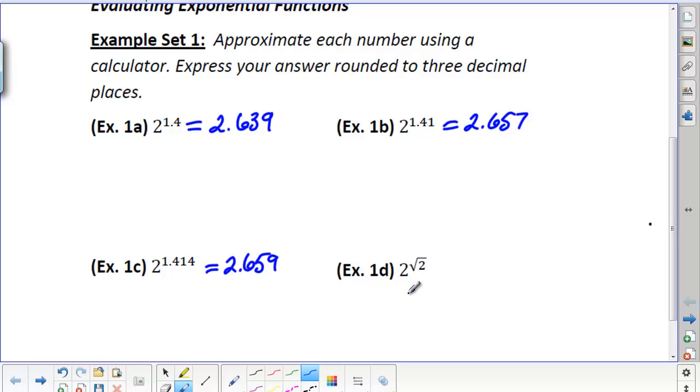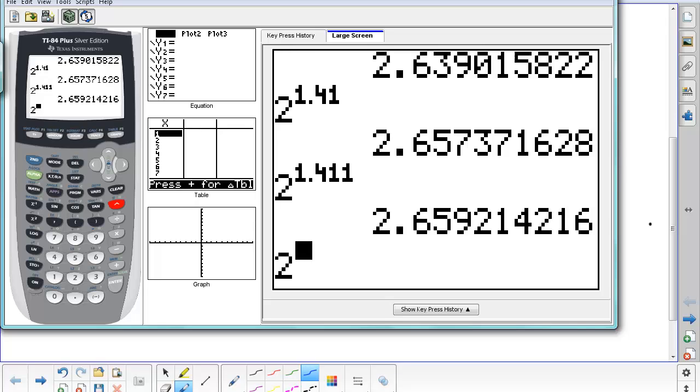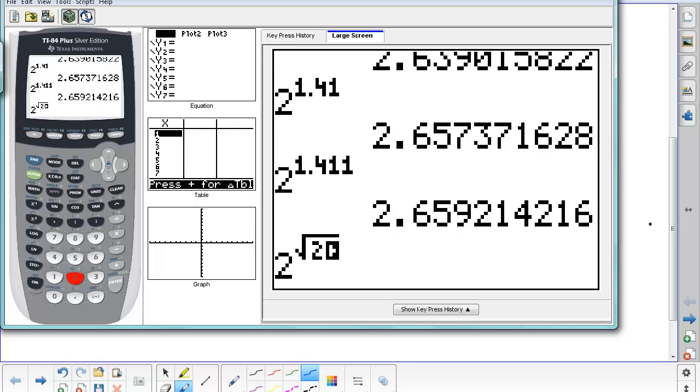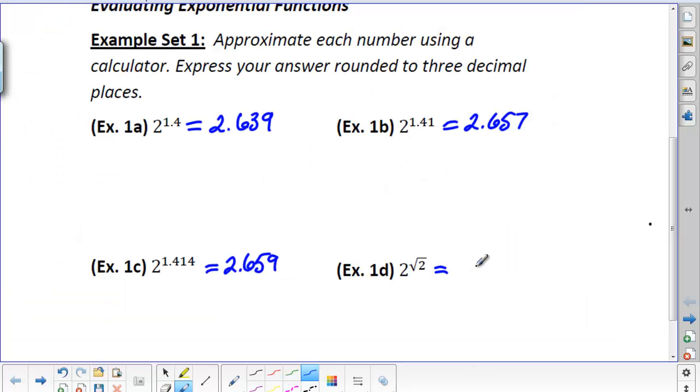And the last one's 2 to the square root 2 power. Now that we can do as well. All we have to do is hit our 2, then our exponent button, and then we're going to put in a square root of 2. Here you can hit the right arrow key once, and it's going to take you out from under that square root. Hit it again and you'll jump down to where you're back at the base. Hit enter. You get 2.665. So that's all that is, just making sure we know how to get those exponents punched into the calculator.